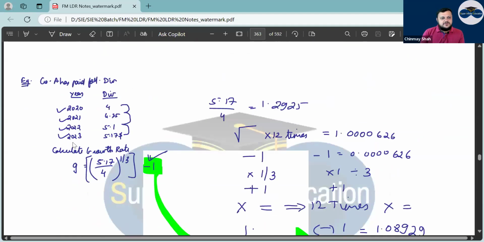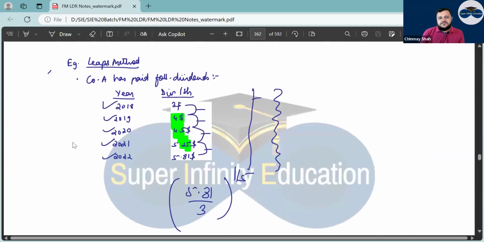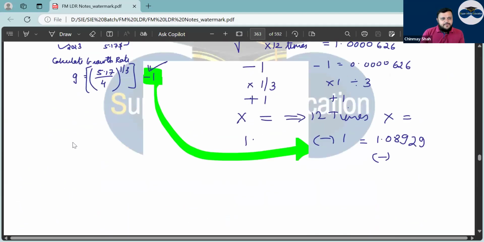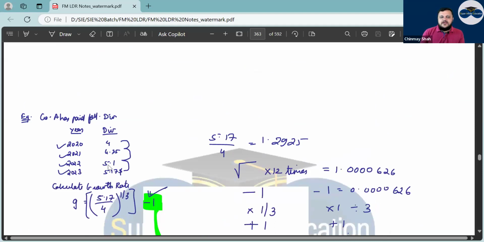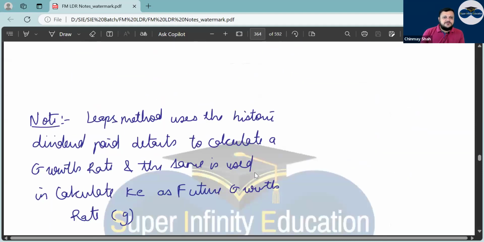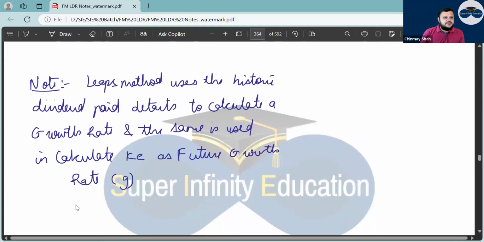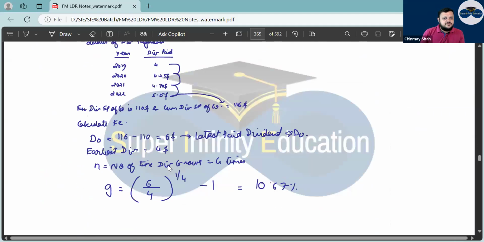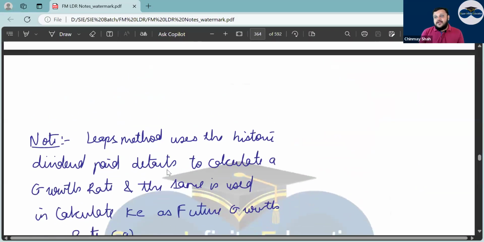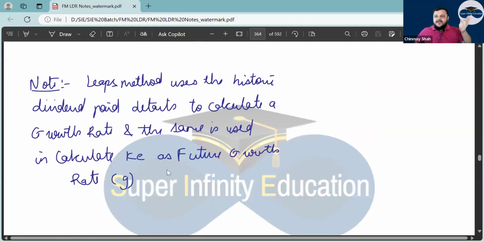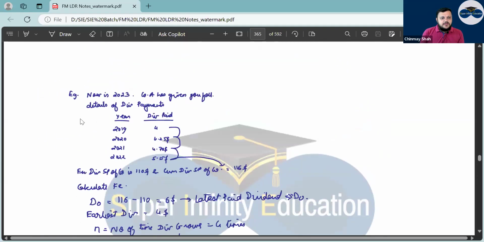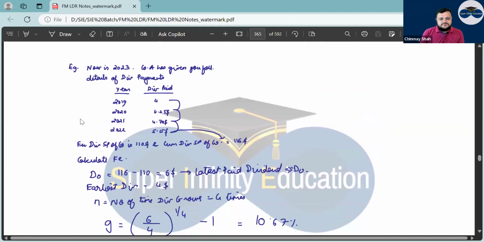Then Leaps method is okay. Leaps method is where there is a hidden question, correct? They will give you a table, right? And they will give you D0 separately. Leaps method uses the historic dividend paid details for growth rate. Leaps method always analyzes the old dividend payments, correct? And tries to calculate the growth rate, assuming that the same growth rate will continue going forward, correct? That is the Leaps method. Then, this question is very good. Have a look.